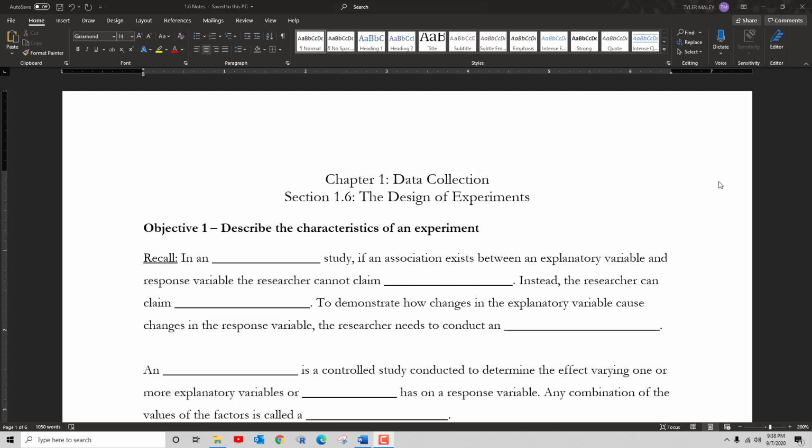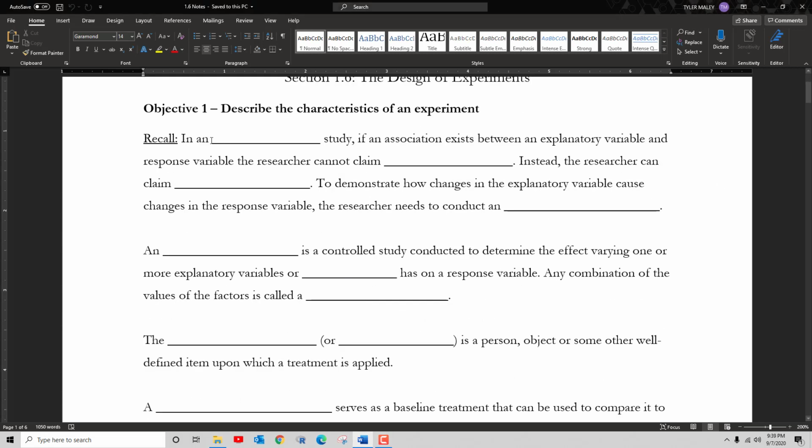Hi, so ready to look at section 1.6, the last section in chapter 1, which is discussing the design of experiments. So just a disclaimer, this section is a lot of terms and really reading comprehension. So make sure you're reading over this section, and I'll hit the main highlights and have a few examples here to go over. So in the notes, as I said, it's just a lot of terms and fill-ins. So this is just something to recall that we've looked at.